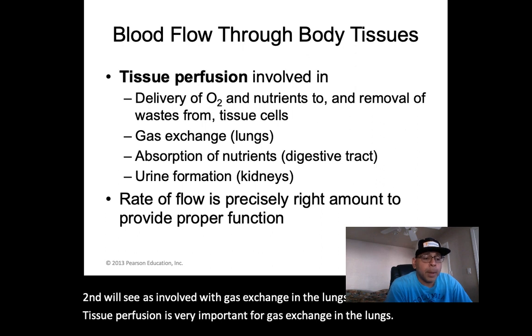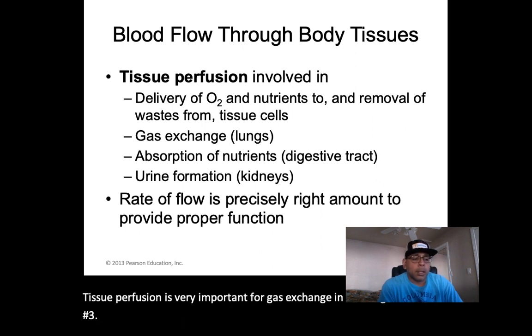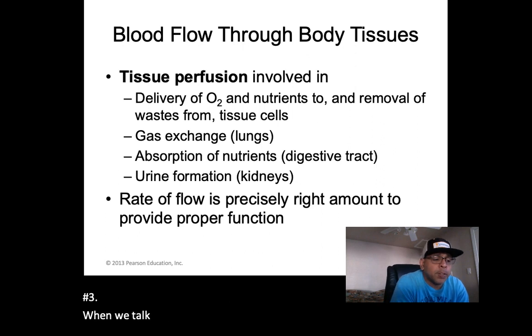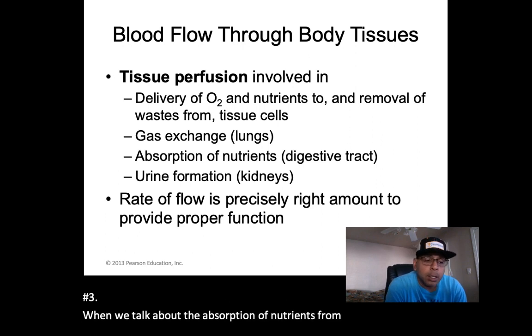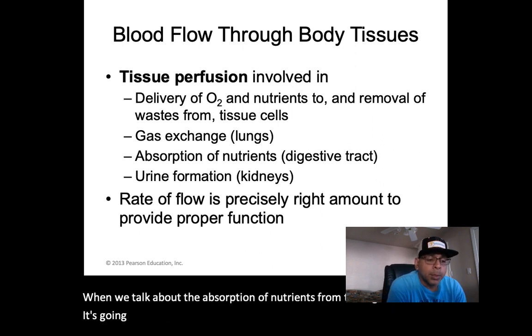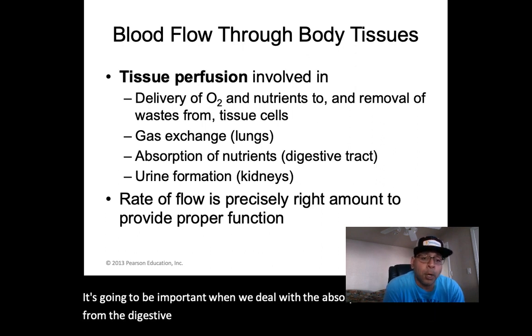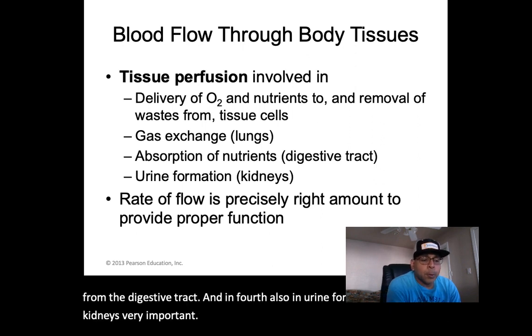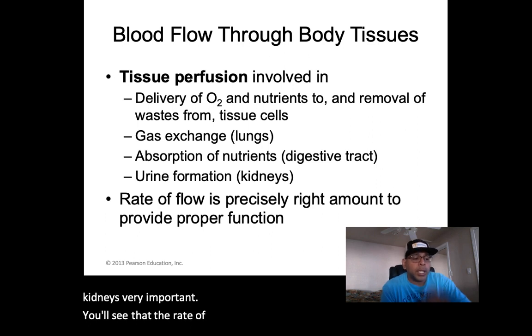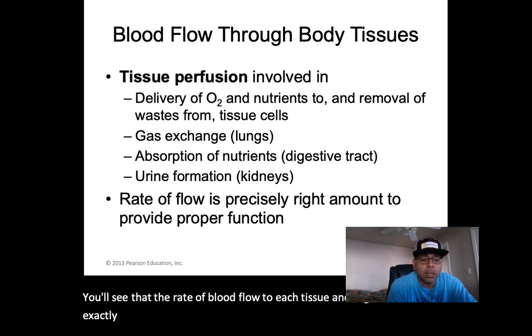Number three, when we talk about the absorption of nutrients from the digestive tract, it's going to be important. And then fourth, also in urine formation of the kidneys, very important. You'll see that the rate of blood flow to each tissue and organ is almost exactly the right amount to provide for proper function.